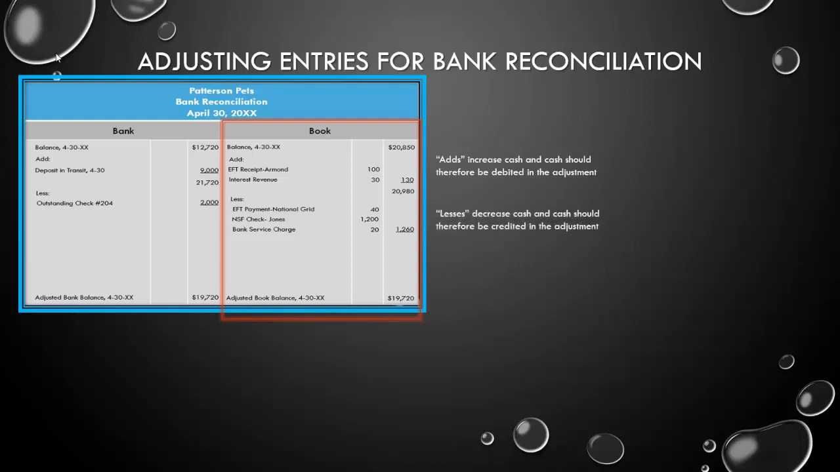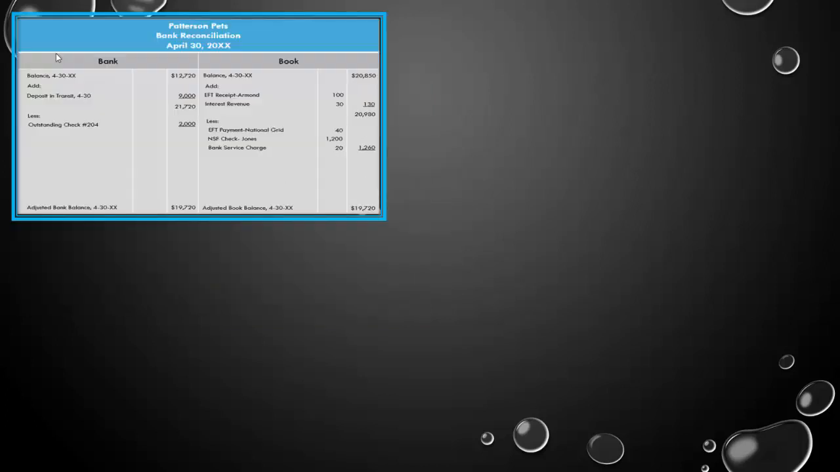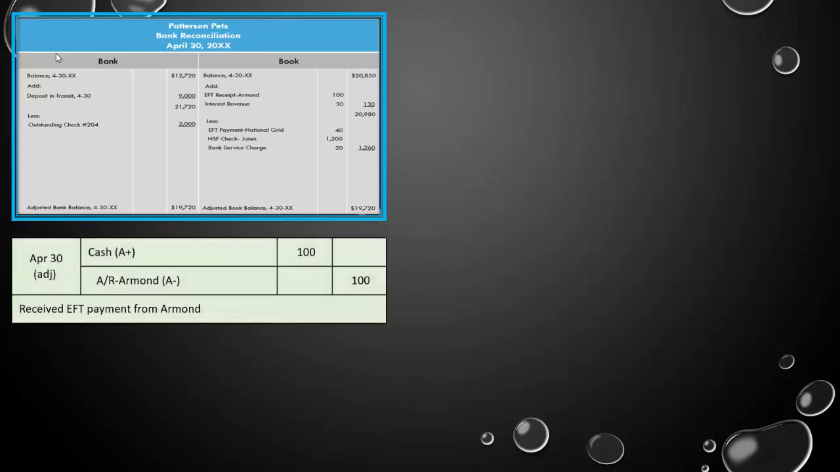Anything that's listed in the less side is decreasing your cash. You're lowering the amount of cash that you have on your books. And since it's decreasing your cash, and cash is an asset, like all assets, you're going to have to credit cash in that adjusting entry to reduce your balance. So it's a nice little thing to look through. Only do the book side. Know that cash is always the debit for the add section, and that cash is always the credit for the less or subtraction section. Let's go one by one here, recording some journal entries.